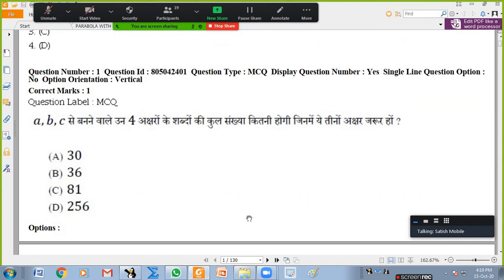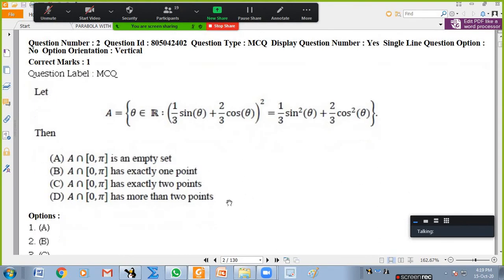Okay, we have 2 questions. That's it. Okay, second question, again, it is a trigonometric equation question. They want the number of solutions. The solutions for this between 0 to pi, they want how many solutions are there.